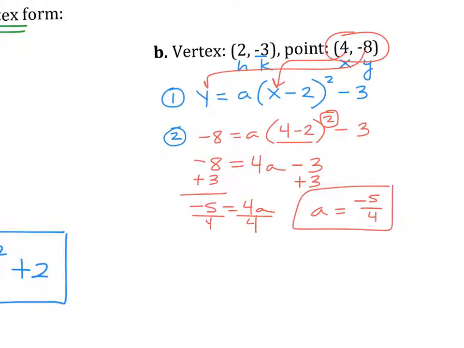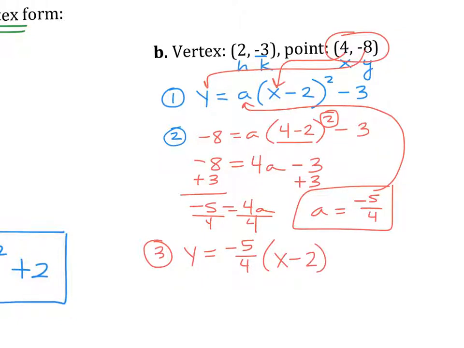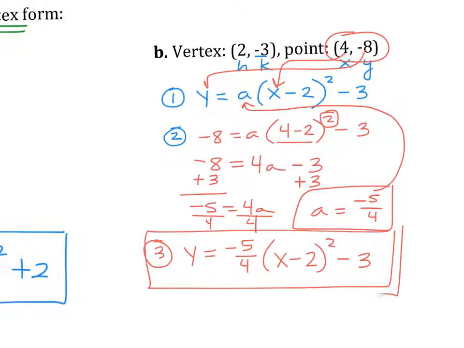Okay, so you have your a. Step 3 is to plug it into your original step 1. This is just going to go there. So it's going to be y equals negative 5/4 times x minus 2 squared minus 3. Problem solved.